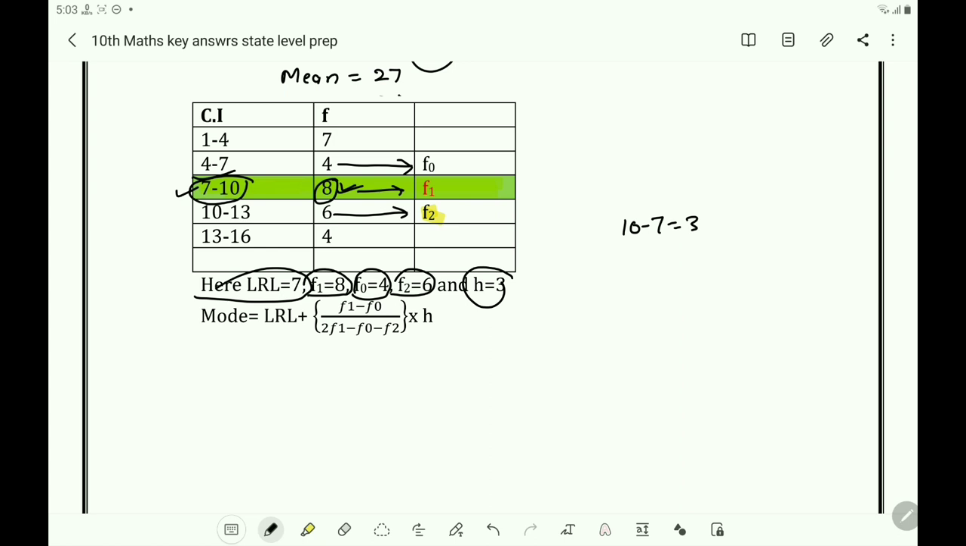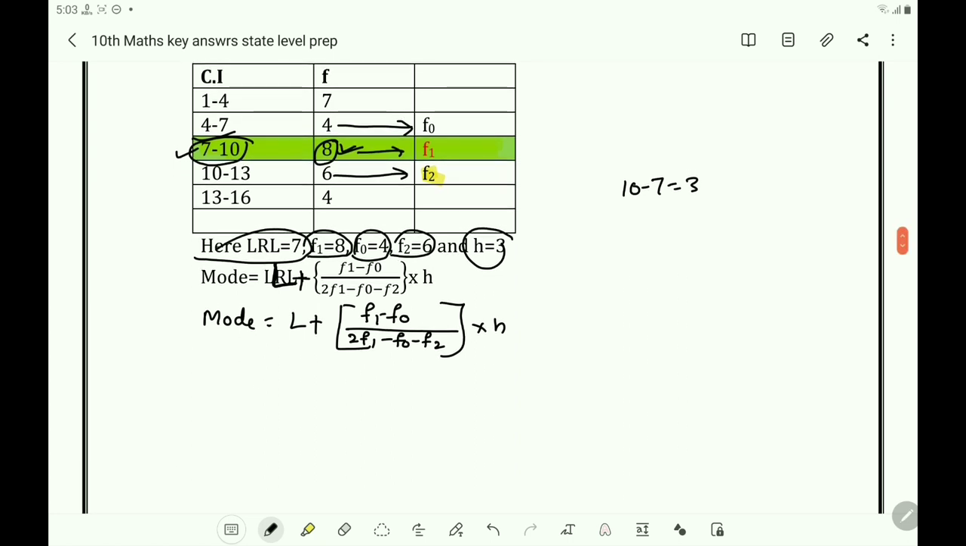So you write the formula. Mode equals L plus (f1 minus f0) divided by (2f1 minus f0 minus f2), into h. Then L is the lower limit of the modal class, that is 7. 7 plus, f1 is 8, minus f0, f0 is 4, divided by 2 into f1, that is 2 into 8, minus f0, f0 is 4, minus f2, 6, into h.